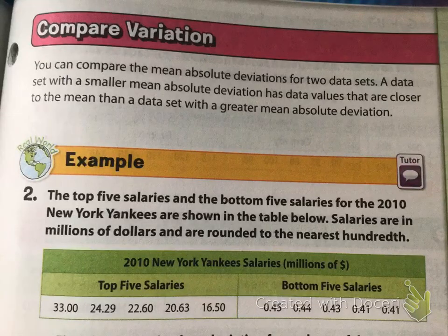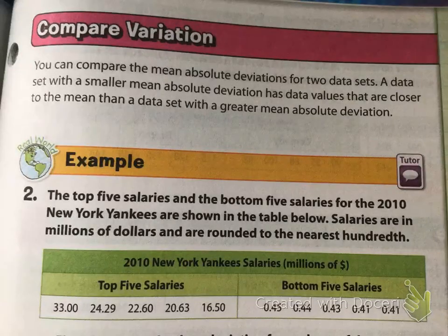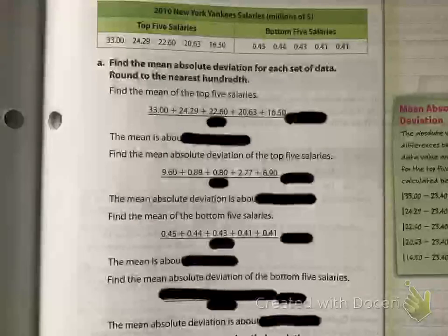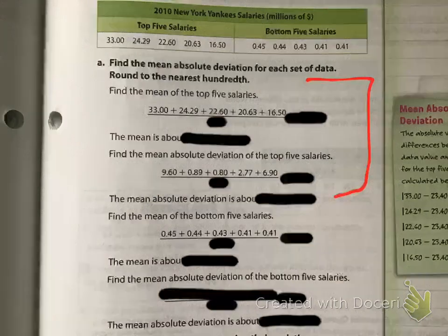It's not really necessarily that important that we know it's in millions of dollars, except it's a good fact to know. That means the first one is $33 million. $24.29 million, because it's hard to say 24 and 29 hundredth million dollars. I don't like saying that. So if we look at this chart, find the mean absolute deviation for each set of data. First, we have to find the mean. Our first step is to find the mean. And look, it's only really a 2-step process. It's just a long process.